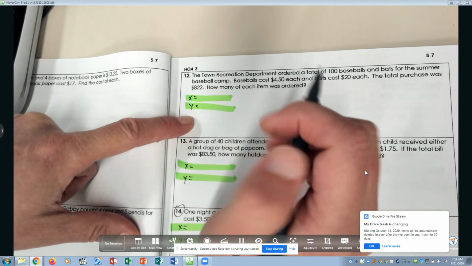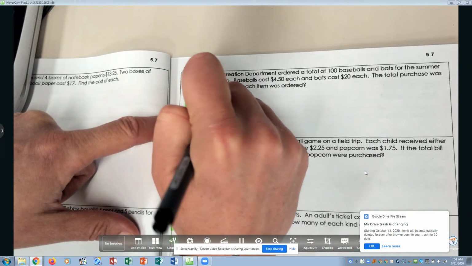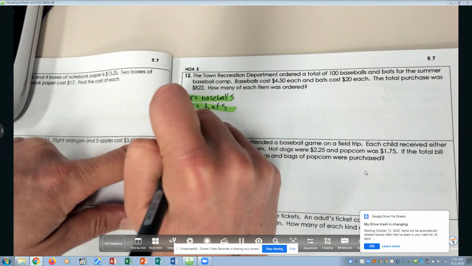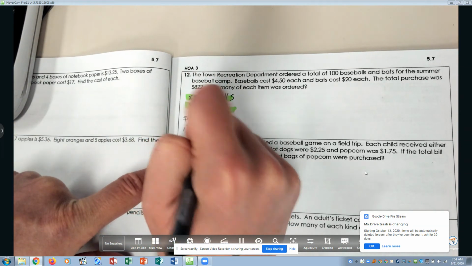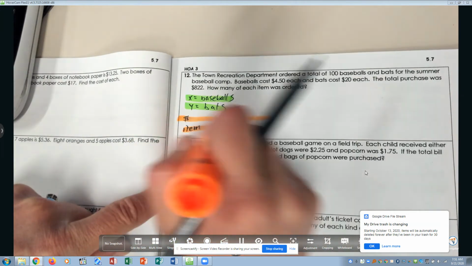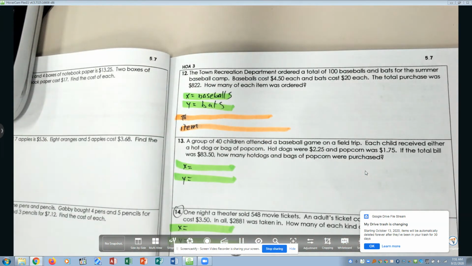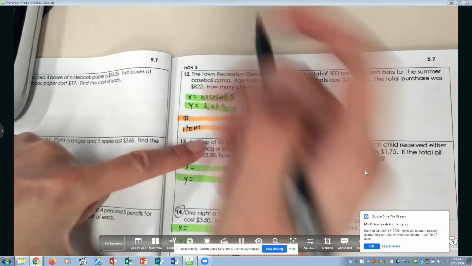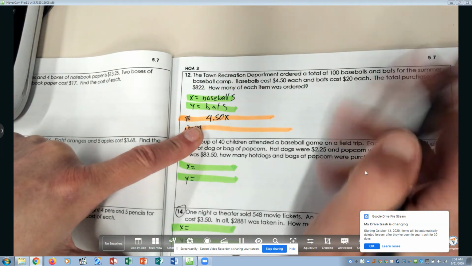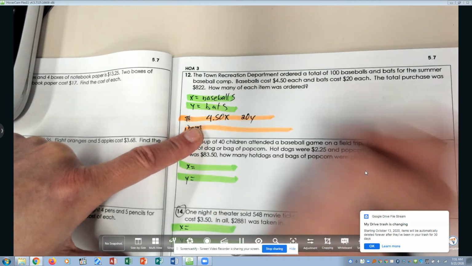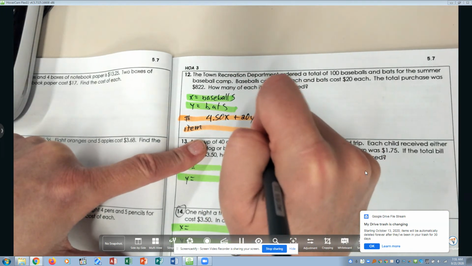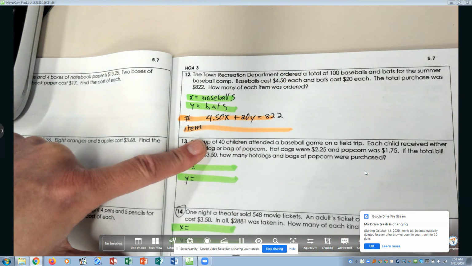So we have baseballs and we have bats. Let's make a money equation and a number of item equation. Okay? So this will be my money. This will be my number of items. So each baseball is $4.50 each, $4.50 per baseball. Each bat was 20, so 20 per bat. And together, so we're going to add it, the total purchase was $822. So this is my money equation.